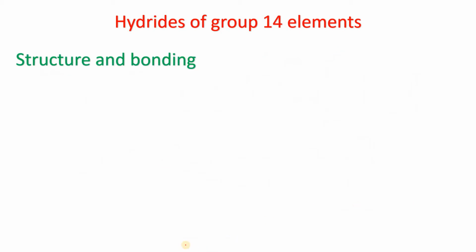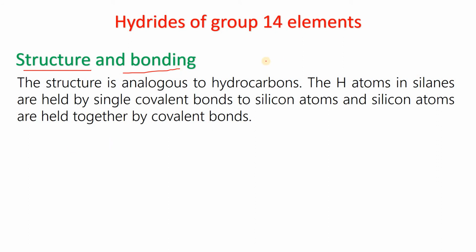Then the structure and bonding part. Let's come to this part, structure and then bonding. The structure is analogous to hydrocarbons, that is alkanes. As we know, alkanes have sp3 hybridization of carbon. Similarly, in silane, the silicon atom has sp3 hybridization.